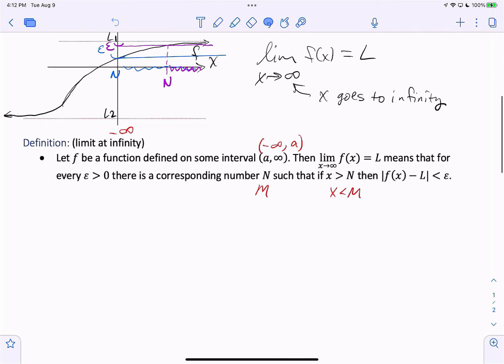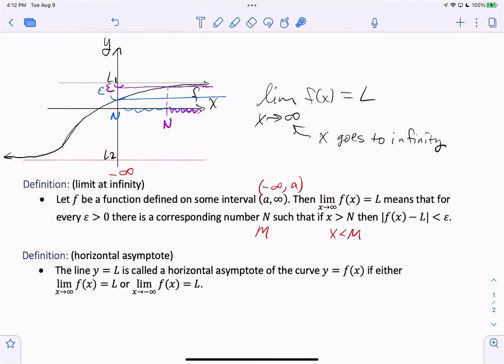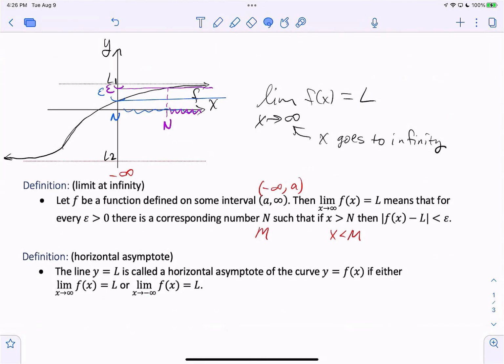Let's look at another definition of something that you already know about. The line y equals L is called a horizontal asymptote of the curve y equals f of x if either the limit as x approaches infinity of f of x is equal to L, or the limit as x approaches negative infinity of f of x is equal to L. In this picture here, both the black dotted line and the red dotted line are horizontal asymptotes.